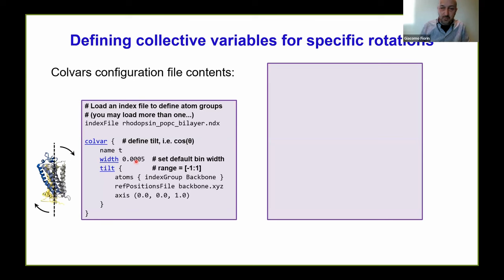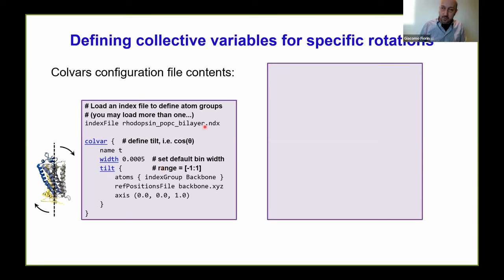So here we are defining a collective variable named T, and this is of type tilt, meaning it's the cosine of a tilt angle. We use the cosine instead of the tilt angle itself for mathematical reasons that you can discuss later if you want. And this cosine has a range between -1 and 1, and we can define the default spacing for any grid that will be defined for histograms, metadynamics, or ABF, etc.